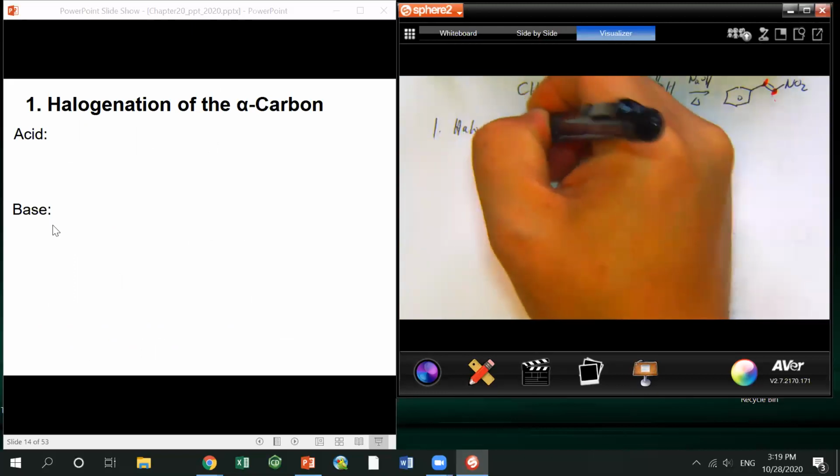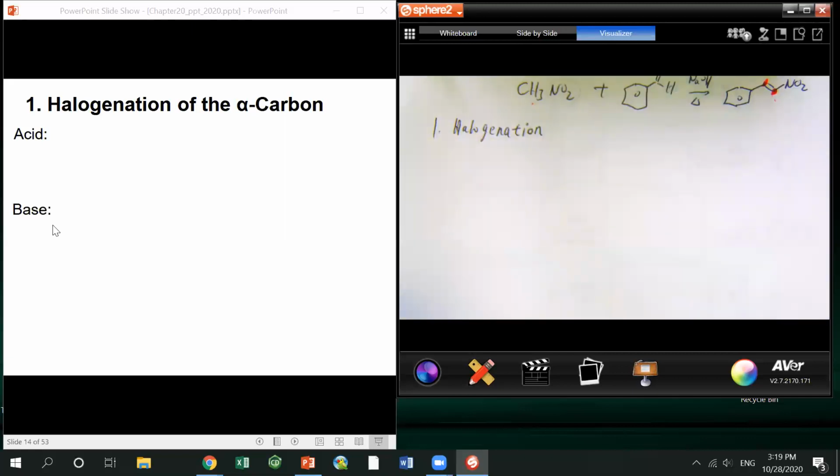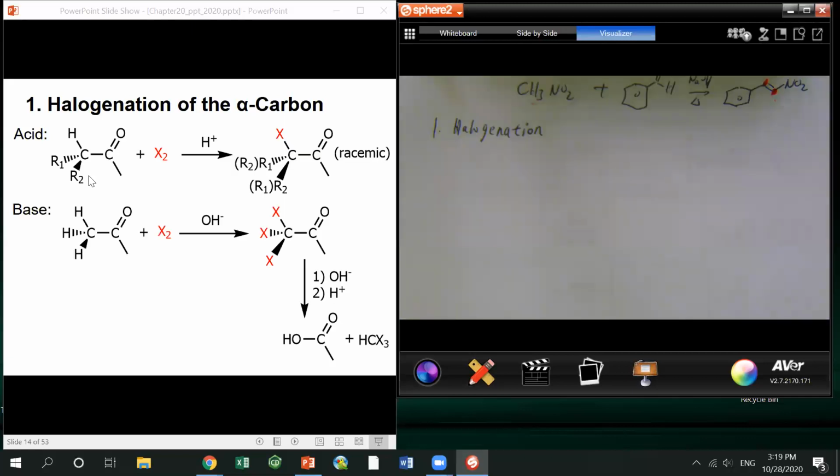So this one is a relatively new reaction. It can happen under either acid conditions or basic conditions. Normally speaking, an aldehyde or ketone reacts with halogens, like chlorine, iodine, and bromine. Fluorine, I'm not sure, I didn't see any fluorine.